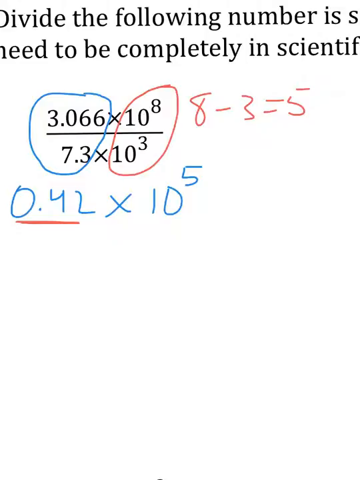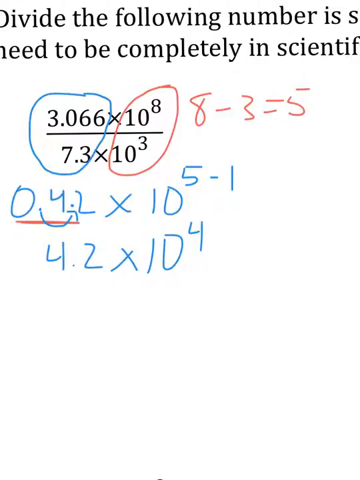Because this 0.42 is not between 1 and 10. So we need to move our decimal place one spot, right there. So 4.2 times 10, well, now I have to think about it: we moved it one spot to the right. And yesterday in our video with multiplying, I said that if we're going to move it to the right, that means we need to subtract 1 from our exponent. So really, we end up with 10 to the 4th.